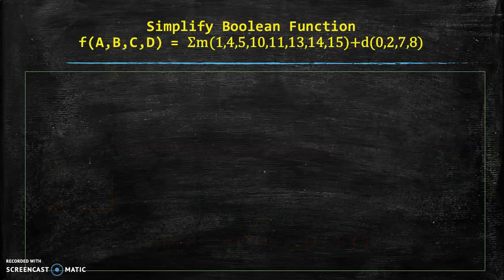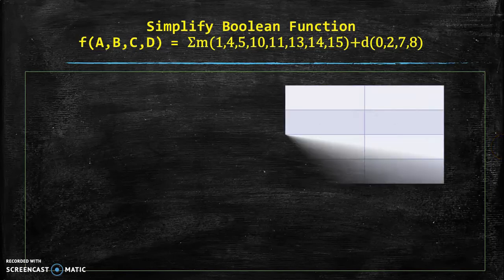Again, f of A, B, C, D. So 4 variables are given. Minterms are given: summation m 1, 4, 5, 10, 11, 13, 14, 15. And we have given plus d. D is given for the don't care condition, and the cell numbers, decimal numbers, are given as 0, 7, 8. So for 0, 7, 8 we can put a cross sign for don't care condition, and the don't care condition we can again use as per our convenience as either 1 or 0. Again I repeat, we do not need to use all the don't care conditions if we do not require. If we require, then we can use.